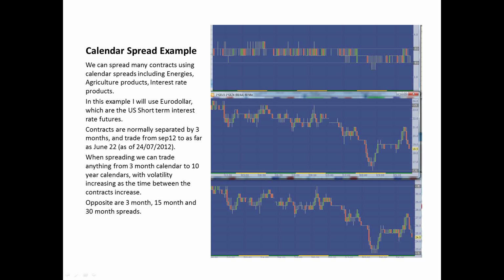So let's look at some examples of calendar spreads. We can spread many contracts using calendar spreads, including energies, agricultural products, and interest rate products, and the primary reason why we have these different maturities in these products is for stabilization of prices for farmers or airlines, for example.